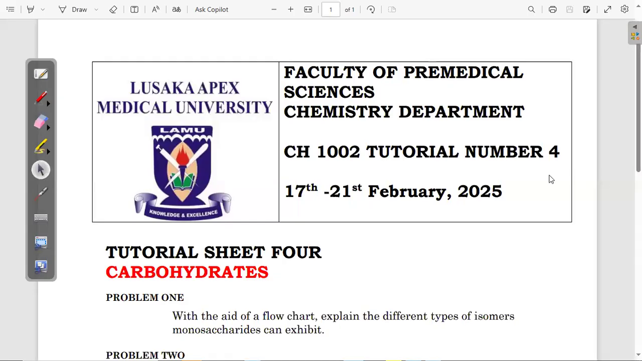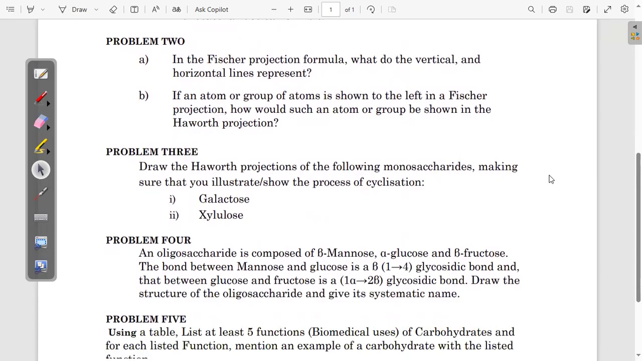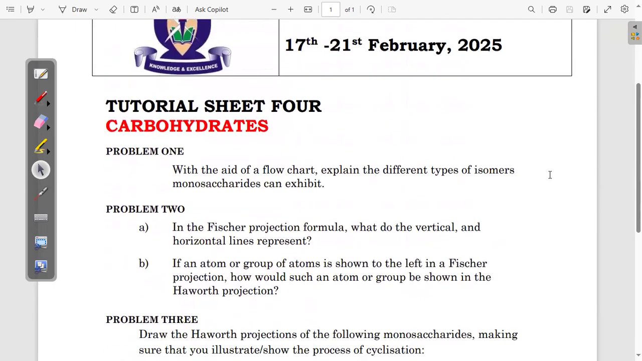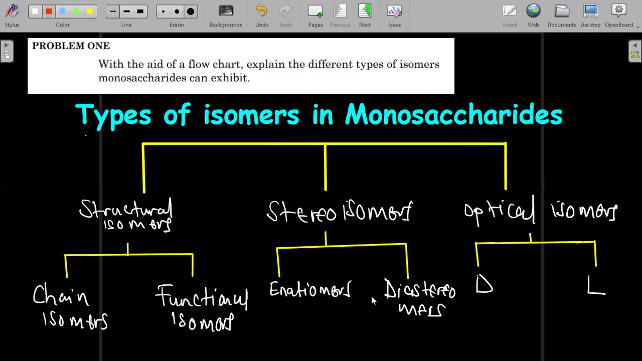In this video, we are going to look at questions on carbohydrates, and these questions are coming from Tutor Sheet 4, Lusaka Apex Medical University. Okay, so we have 5 questions in this tutorial sheet. We are going to solve them one by one. So we start with question 1 there.